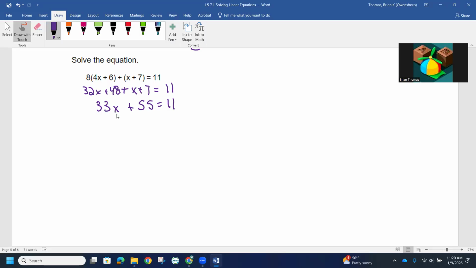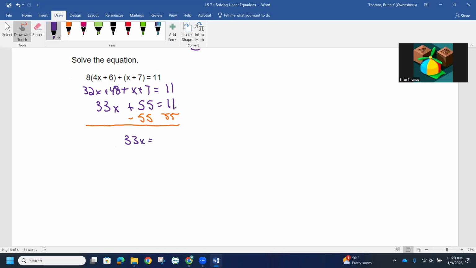Notice the variable is already on one side of the equation. So from here, we need to move the number to the opposite side of the variable. So if we have a plus 55, we need to be subtracting 55. So if we subtract 55 on both sides, in doing this, we now have this 33x.